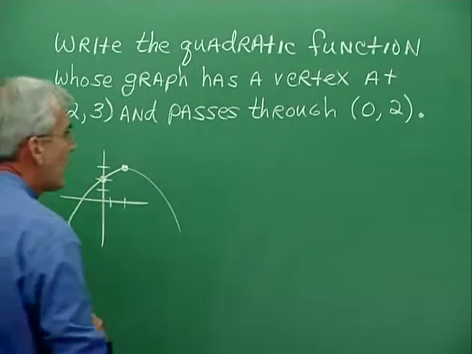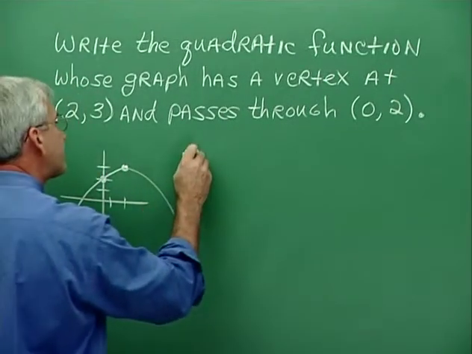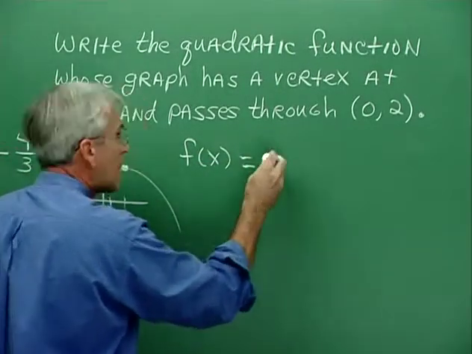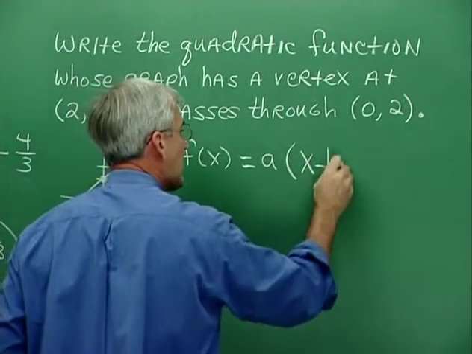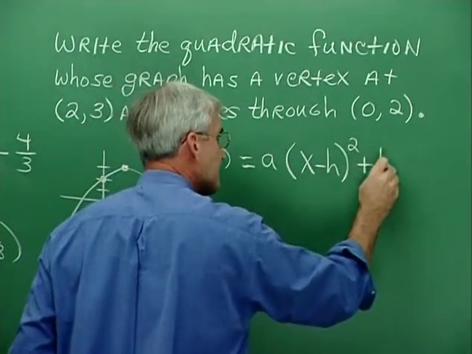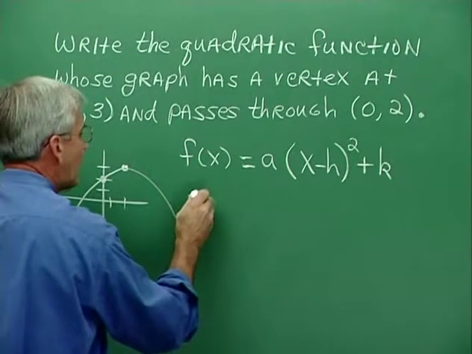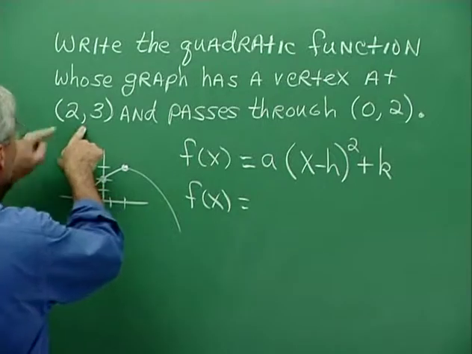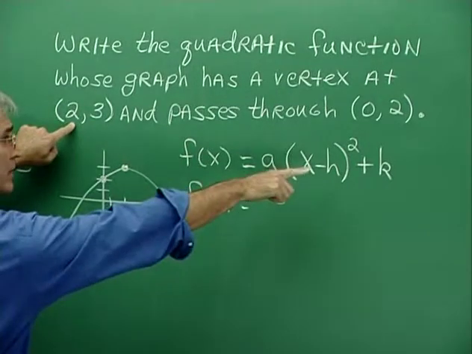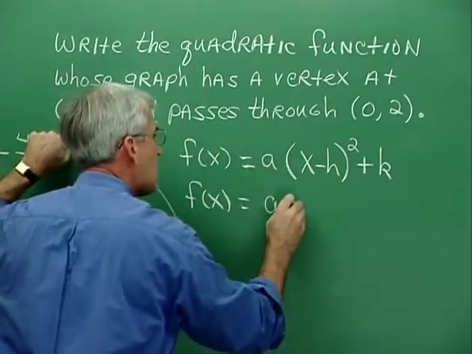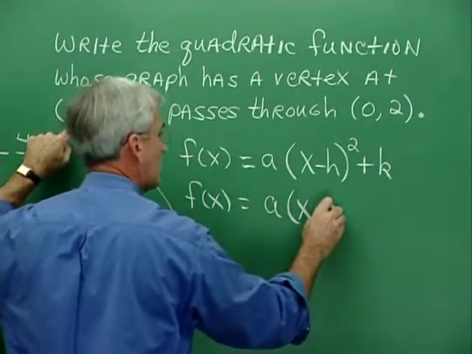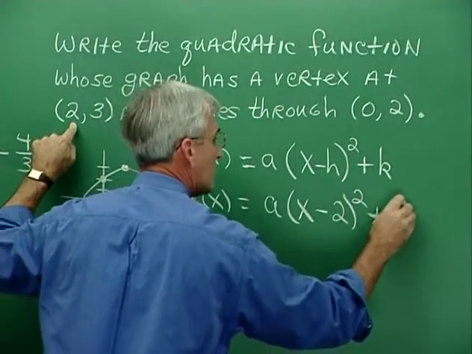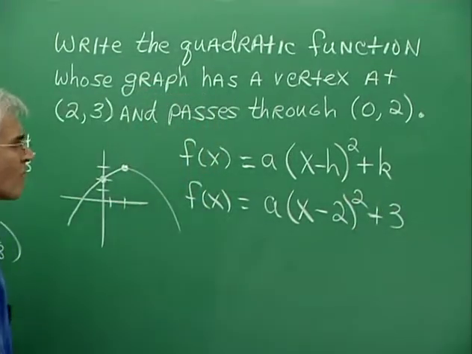Well, let's see. In our investigative process, we might start like this. We know that the standard form is A times (x minus h) squared plus k. All right, now what information do we have? Well, we know that if the vertex is at (2, 3), that this is the h and the k that appears here. So we have A times (x minus 2) squared plus 3. All right, we know that much.